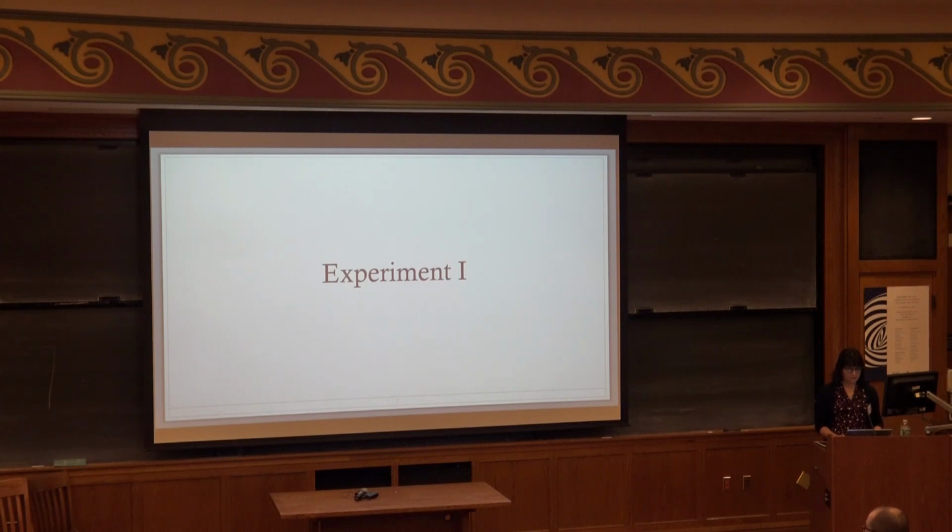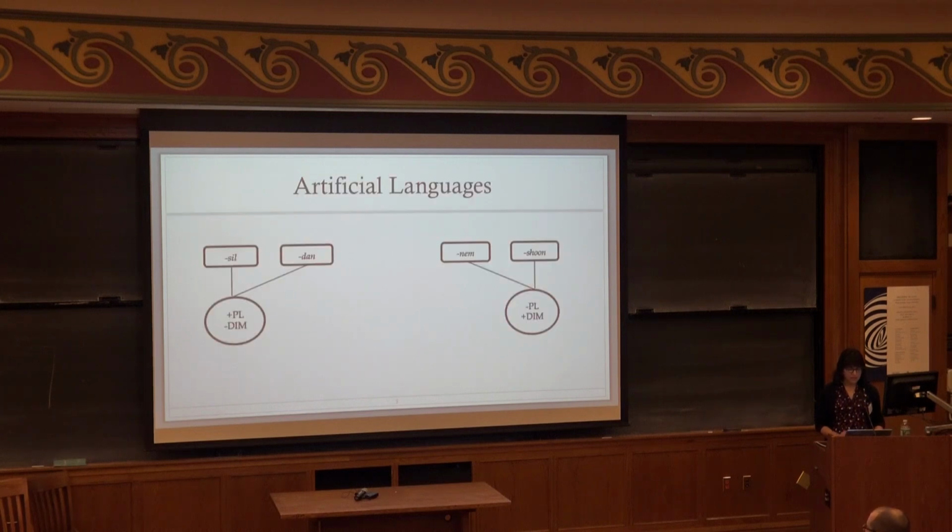Okay, so our experiment is an artificial language learning experiment. We have 2 languages. Each participant is presented with one of the 2 languages. 2 meanings are expressed during exposure. One is plural non-diminutive, the other one is diminutive non-plural, singular. 2 suffixes, sil and don, express the meaning of plural. 2 suffixes, nem and shun, express the meaning of diminutive. When I'm reporting the results later in the talk, I will only focus on don and nem, and I'll tell you why that is.